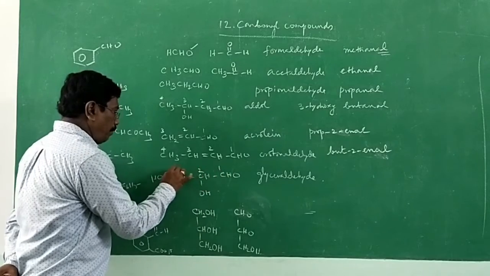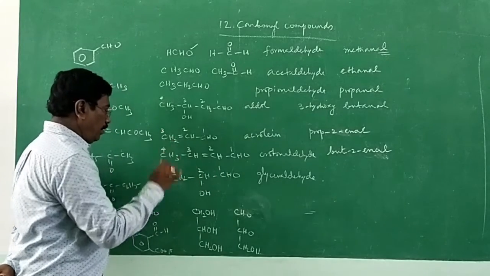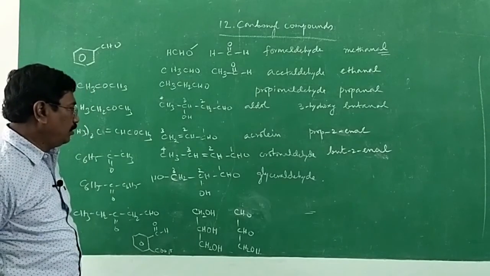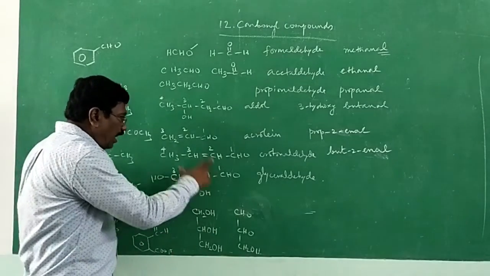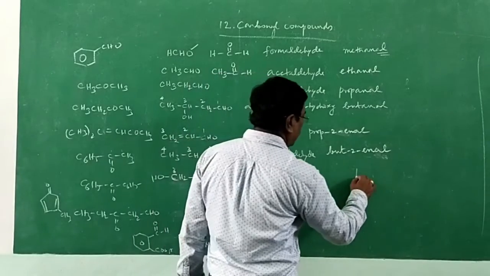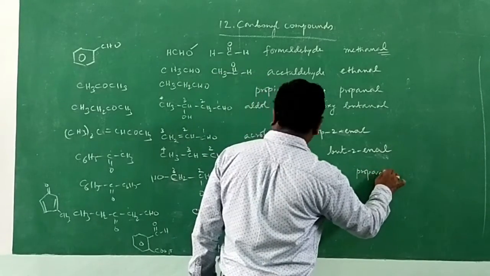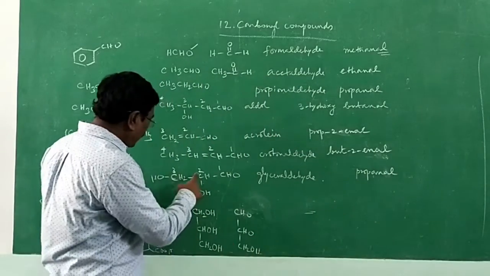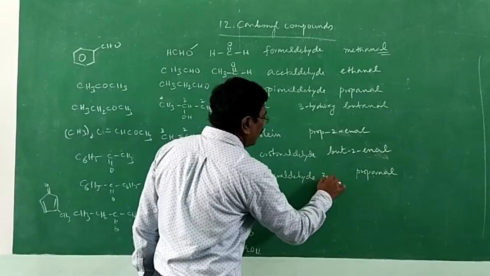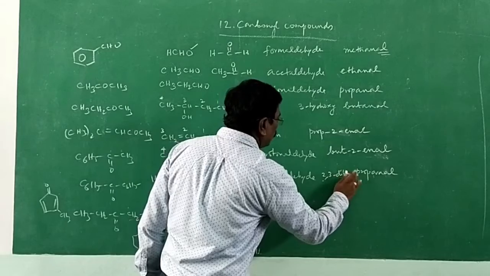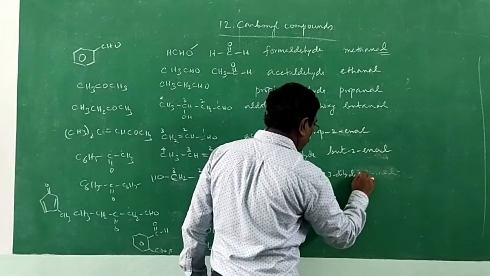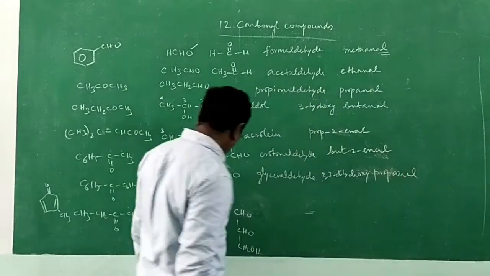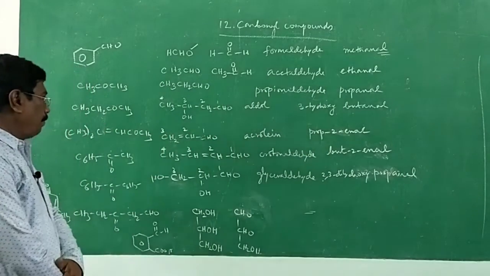1, 2, 3. At the third carbon, we have OH. At the second carbon atom also we have OH. So basically it is propane, and then propanol. At the second and third carbon we have OH. Therefore 2,3-dihydroxy propanol. Alright, that is the IUPAC name.